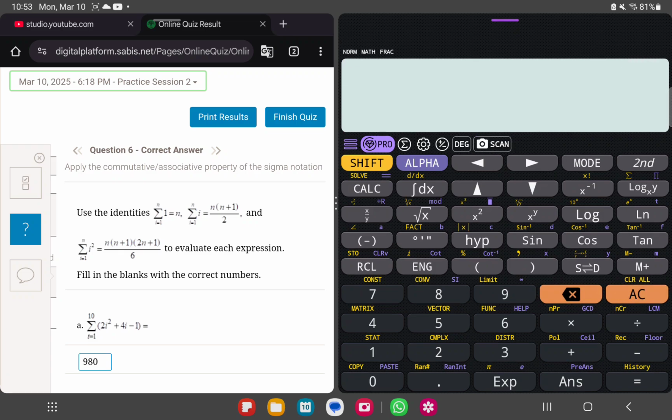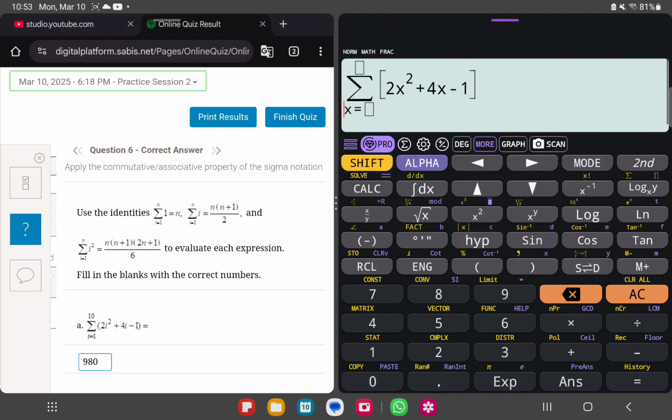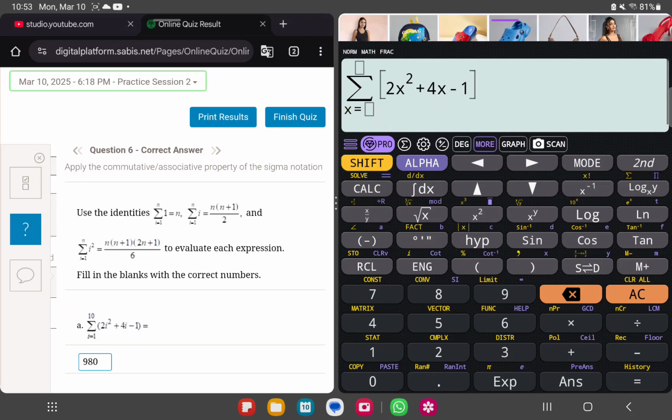So, we do shift, log. We do 2, like I said, i is always x, so alpha, bracket, and then to the power of 2, that's it. Plus 4 alpha x minus 1. And then you put x equal to 1 and then on top is 10. You got 980. That's that.